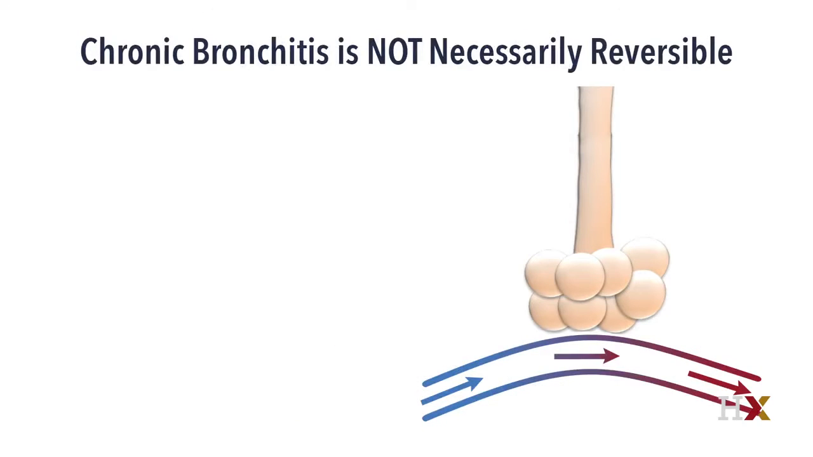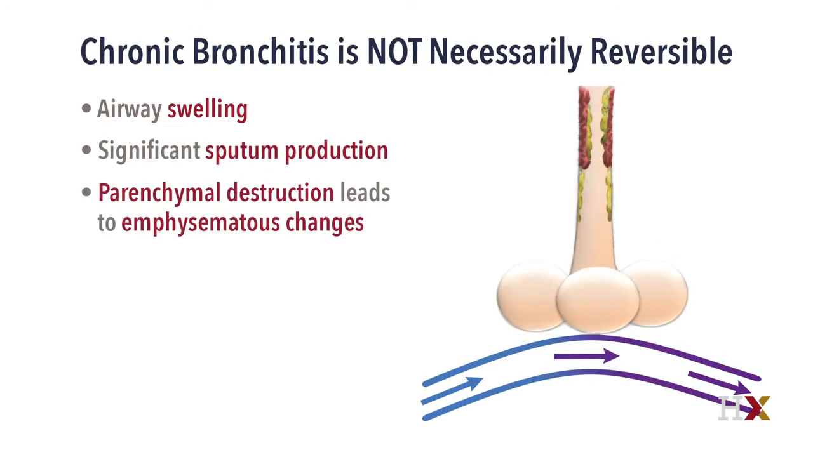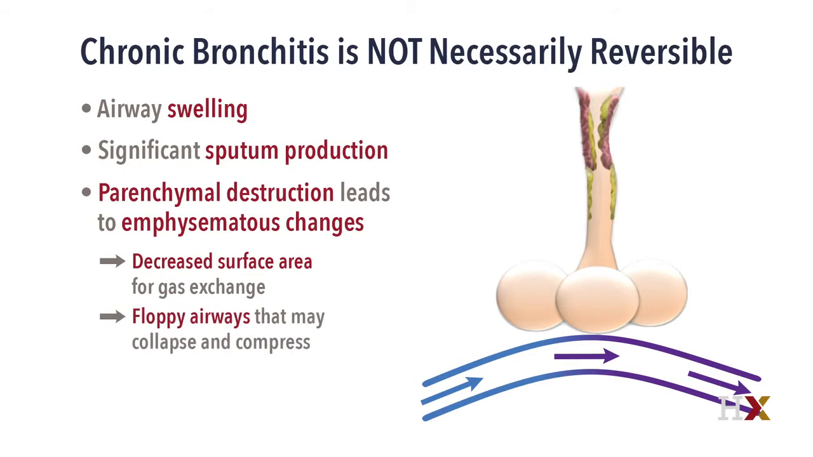Chronic bronchitis, conversely, is not necessarily reversible. Another hallmark of chronic bronchitis is having significant sputum production. Emphysematous changes result from parenchymal destruction. This leads to two different findings. One, patients may have decreased surface area for gas exchange, leading to problems with diffusion. Another is that they have floppy airways that may collapse and compress, especially in the situations of mechanical ventilation.